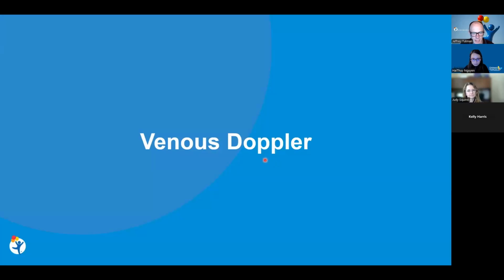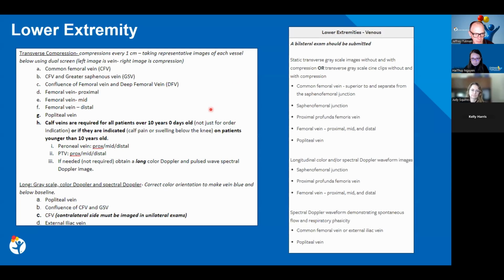Moving on to veins, similar to how I've organized the second half of our session here. First off, talking again about some protocol stuff. This is a big one that I really wanted to get your opinion on: imaging of calf veins. I think that's a big thing on the adult side, and I'll show on the next slide as well. The formal recommendation is that a complete lower extremity Doppler examination should include the calf veins.